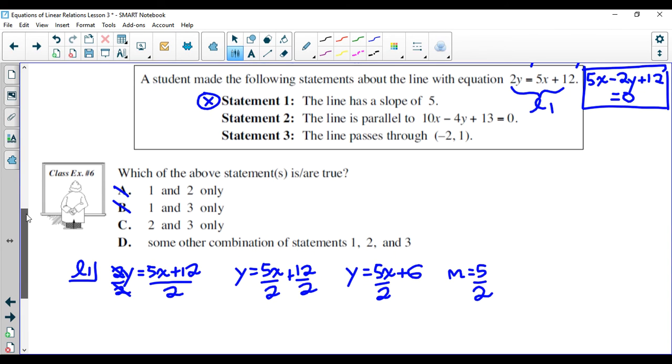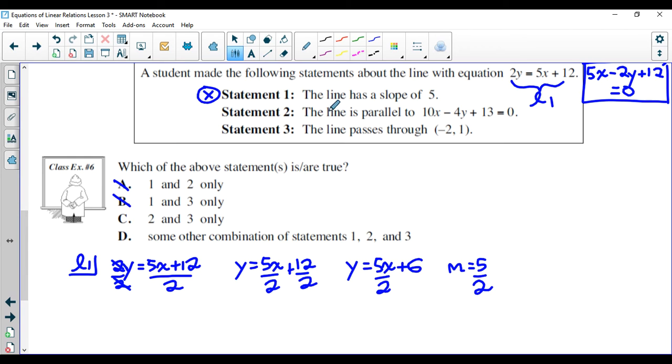Which immediately tells you that A and B are incorrect on this multiple choice question. Now, statement 2 says the line is parallel to 10x minus 4y plus 13. Okay, we're going to call that line number 2. Now, what does it mean for two lines to be parallel to each other?